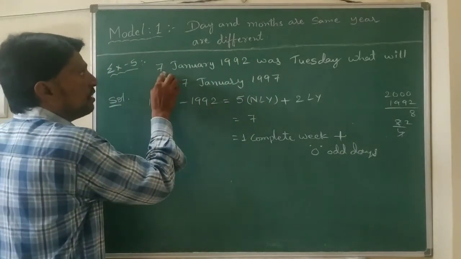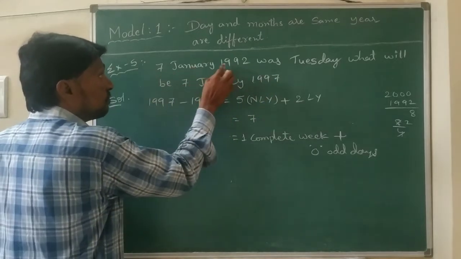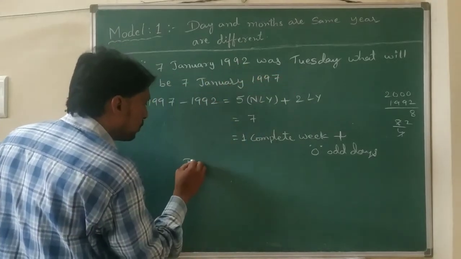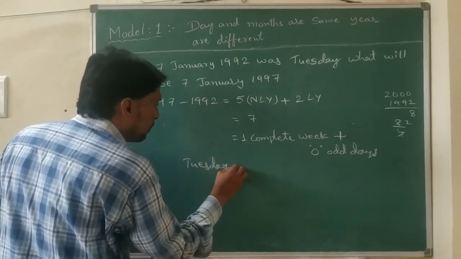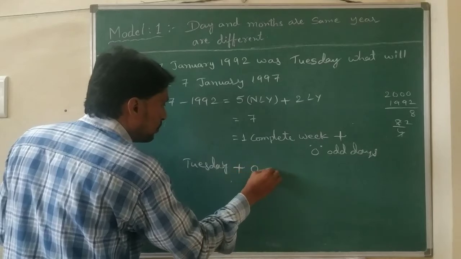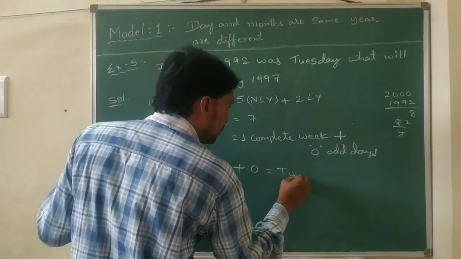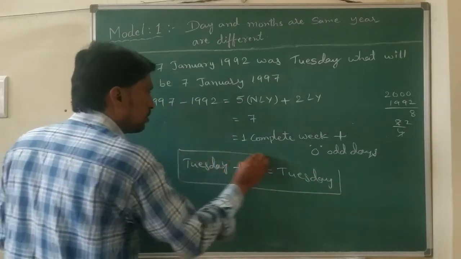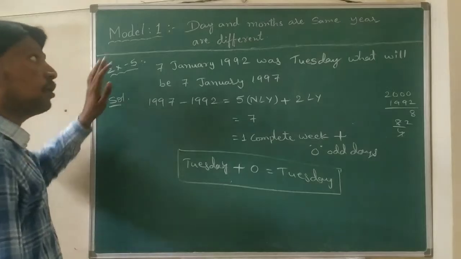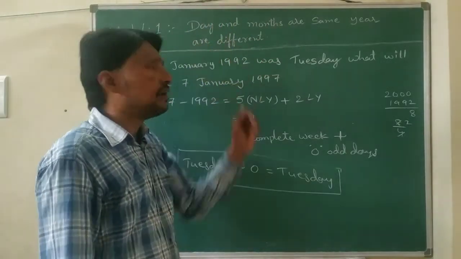Now we need to find 7th January 1997. 7th January 1992 was Tuesday, plus the number of odd days, which is 0. So Tuesday plus 0 gives the same day, Tuesday. This is model number 1: day and months are same, years are different.